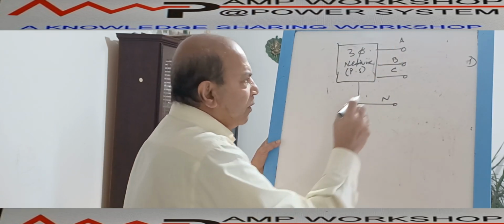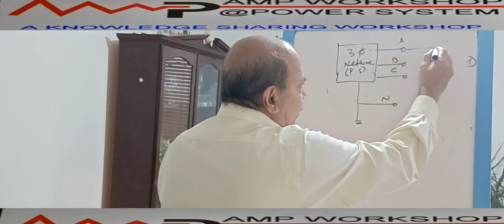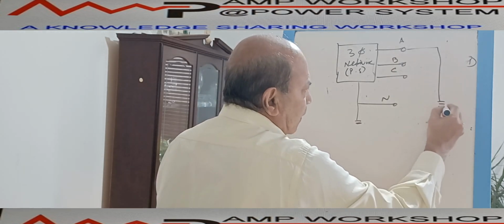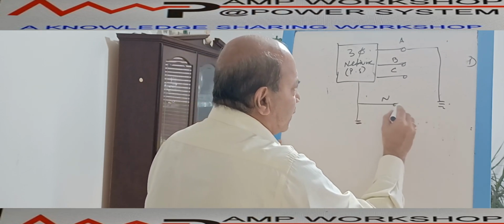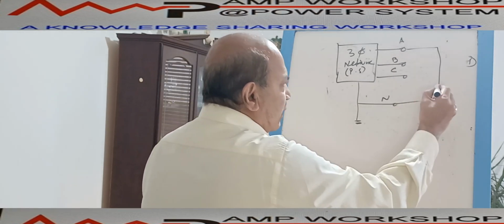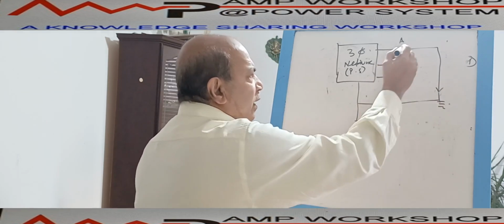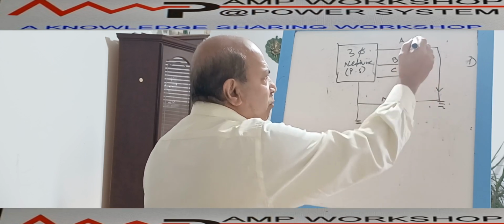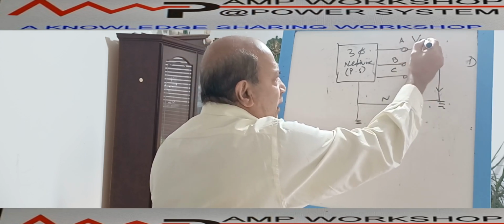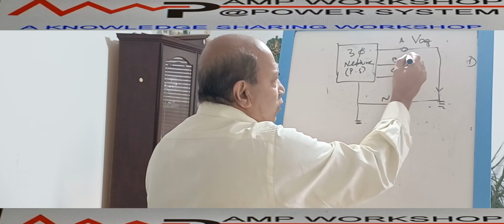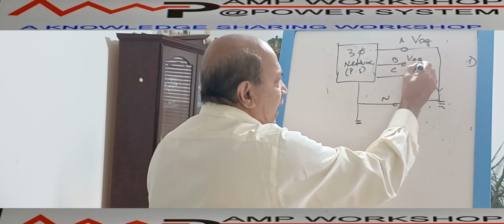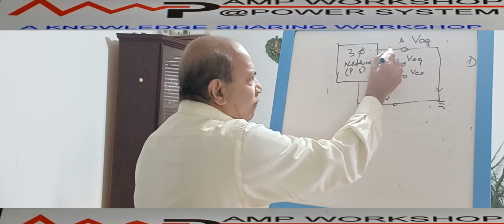Suddenly, suppose the A phase gets grounded. Grounded means these are at the same potential, so this is connected over here. Then a fault current will be flowing. Before the fault, there is a phase-to-ground voltage over here, VAG, a voltage over here, VBG, and a voltage over here, VCG.